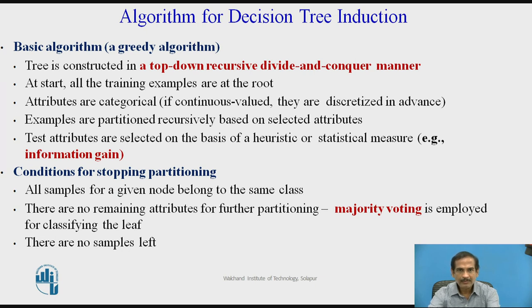The algorithm for using decision tree induction is the basic greedy algorithm, where the tree is constructed in a top-down recursive divide and conquer manner. It starts with all the training examples at the root. Attributes are categorical, and you may use selected examples recursively based on selected attributes. For example, you may go for an information gain calculation. And the conditions for stopping the partitioning are: all samples of the given node belong to the same class, no attributes are left for further partitioning, and no samples are left.